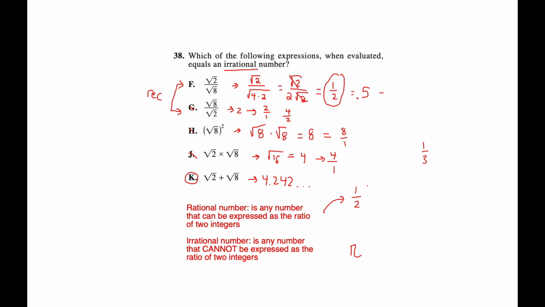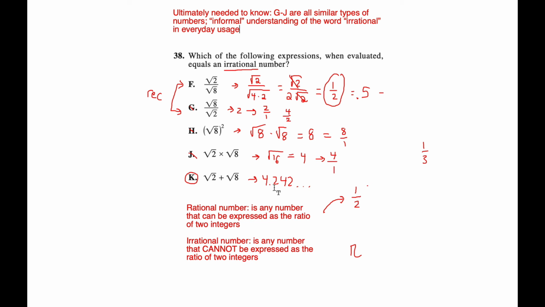All right, now let's think about what we ultimately needed to know for this question to get it right. I'll type it out right here. So as we saw, even without the formal definition of irrational, if we recognize that G through J were all similar types of numbers, we were able to eliminate those. And in addition to that, we just needed an informal understanding of the word irrational in everyday usage. And that allowed us to see that K would be an irrational, whereas F would not be.